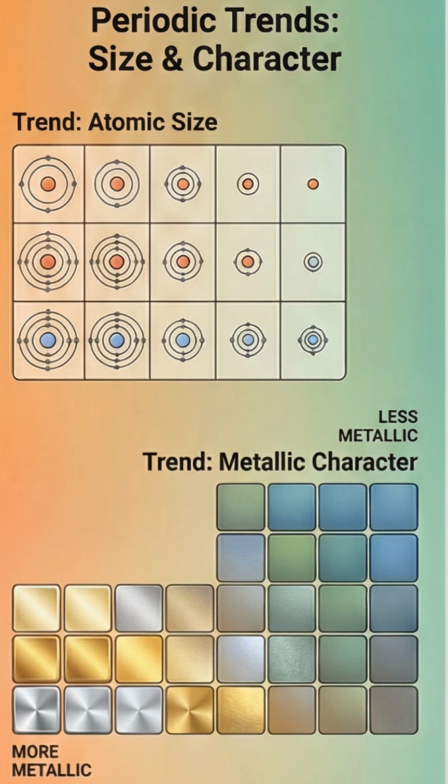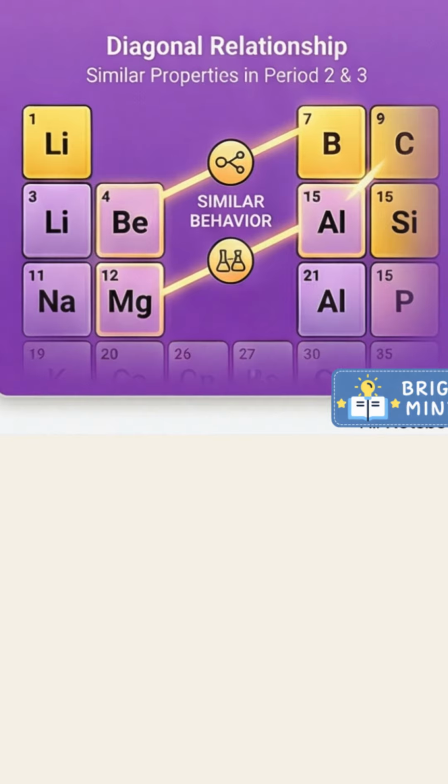Some elements show diagonal relationships, where a light element in one group resembles a heavier element diagonally adjacent in the next period. For example, lithium shares behaviors with magnesium and beryllium with aluminum. These similarities arise from balancing effects of charge density, ionic size, and bonding tendencies, offering subtle clues about chemical behavior.